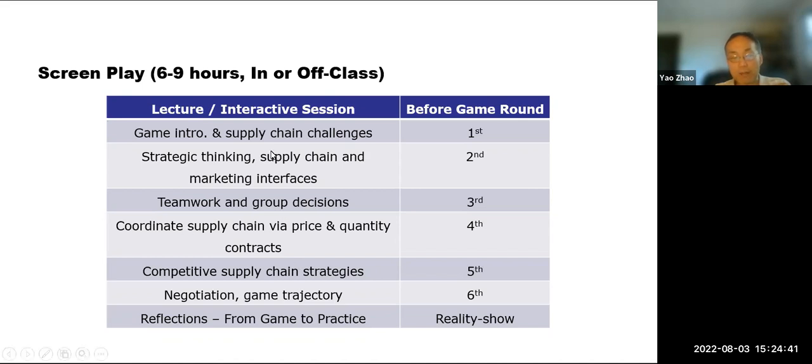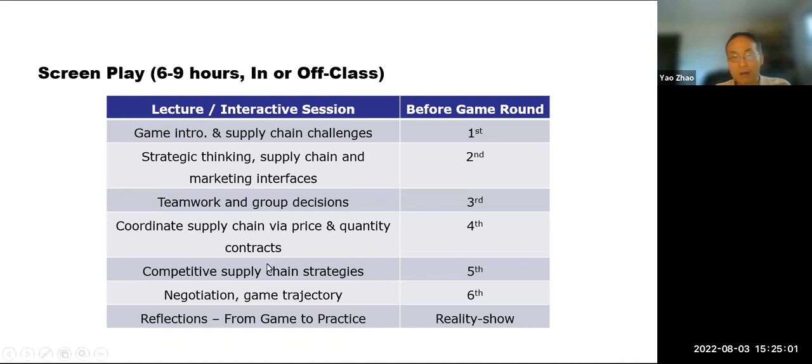Right. So the reason for these interactive sessions is I want them to play, right? And then learn how to play better, right? And then to practice the skills they learned, right? So in this way, they can learn immediately. And you can see the effects very, very quickly.